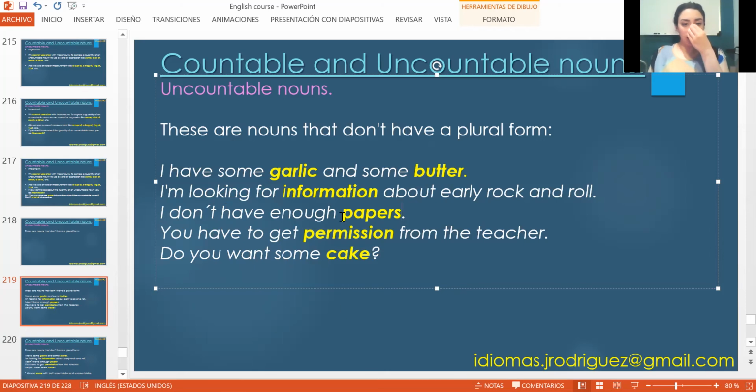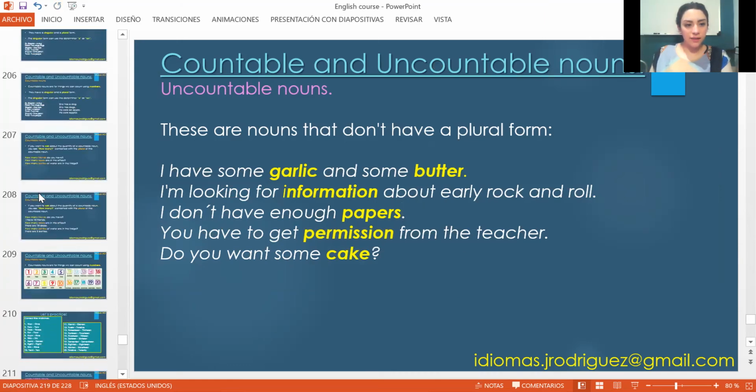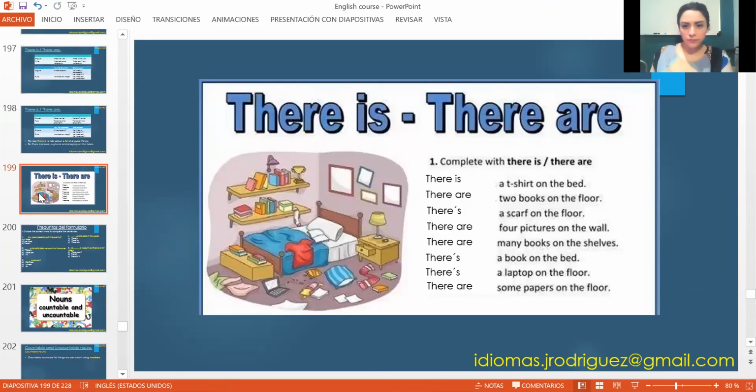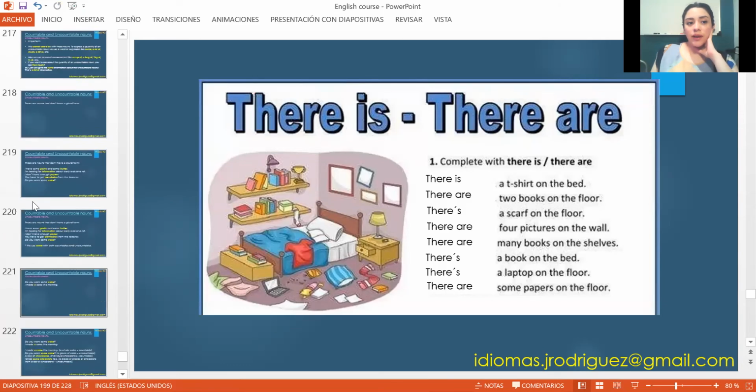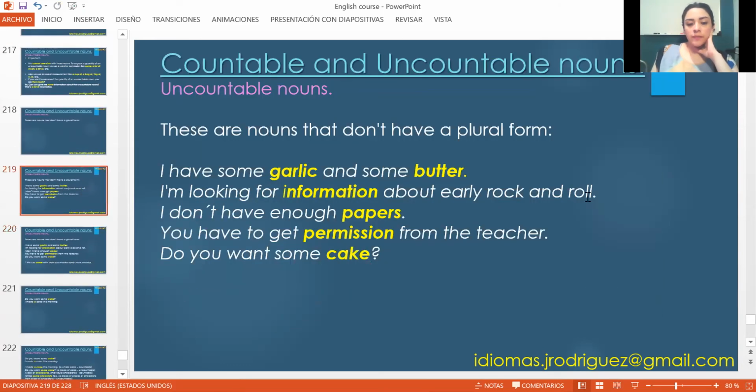Digamos, dice, no tengo suficientes papeles. No lo decimos así, decimos no tengo suficiente papel. En el caso de la habitación, aquí, some papers on the floor. There are some papers. It is possible because we have many of them. En este caso sí, porque tenemos varios de ellos. 1, 2, 3, 4. Pero en este caso está hablando en general, de que no tengo suficiente papel. Por ejemplo, para la impresora. ¿Ok? No tengo suficiente papel, no papeles.